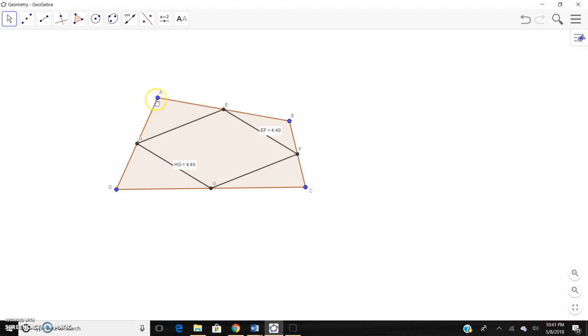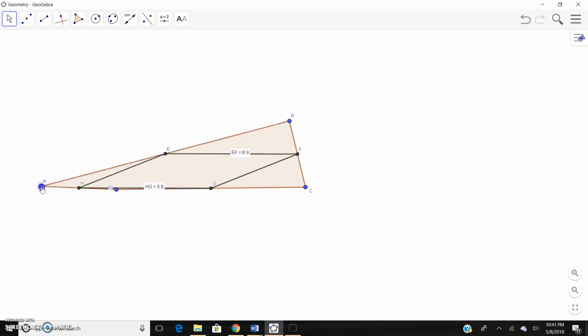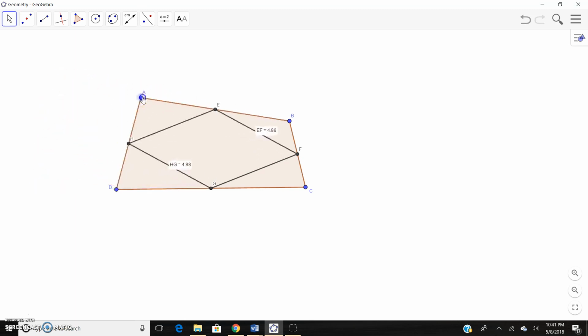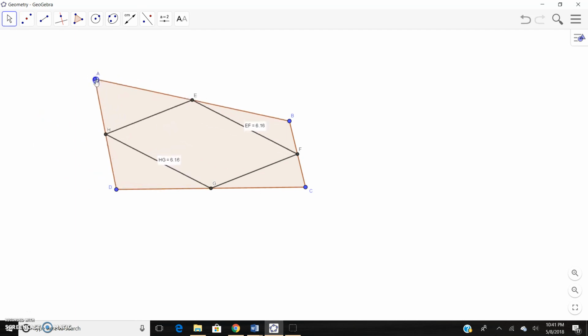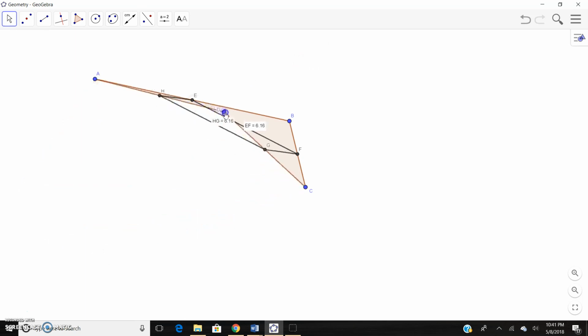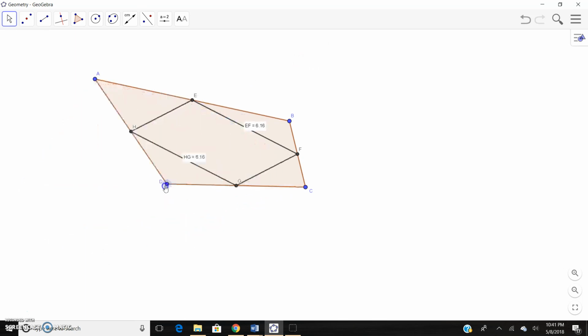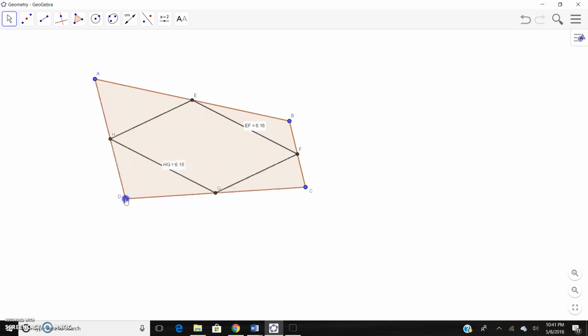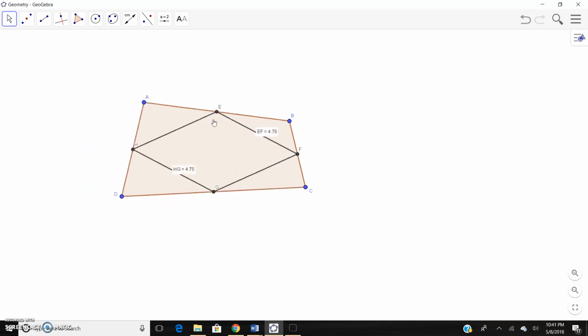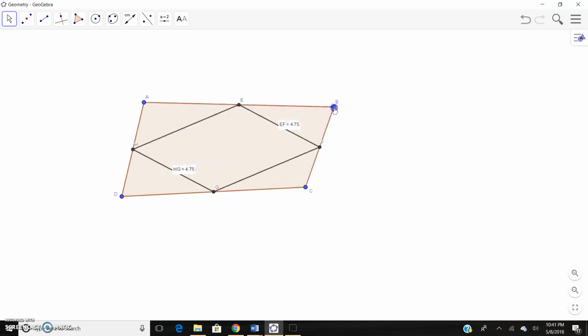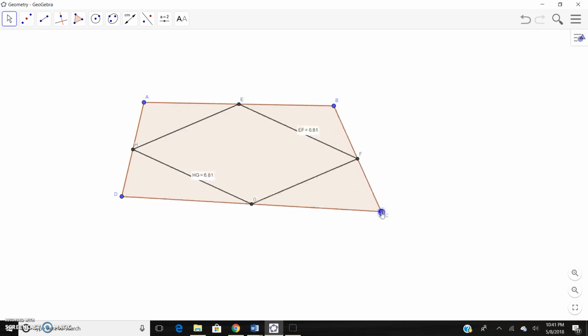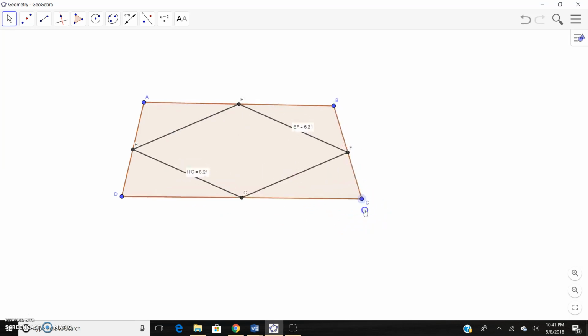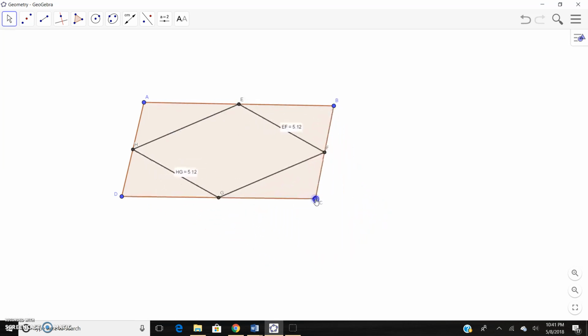And so I can test that by moving any of my four vertices and seeing that they are always the same, even if I make this concave or convex. So they're still the same, and they're changing, but they are always equal to each other.